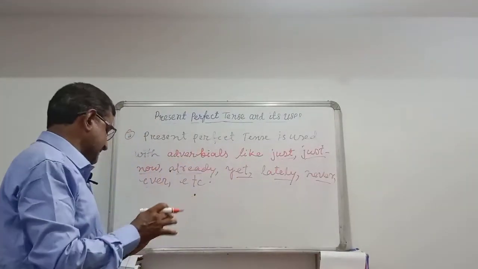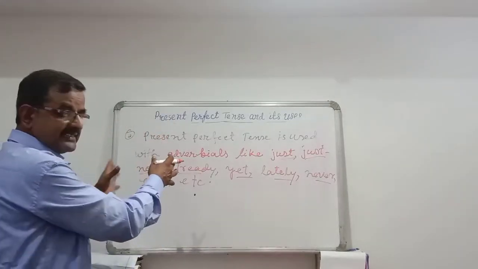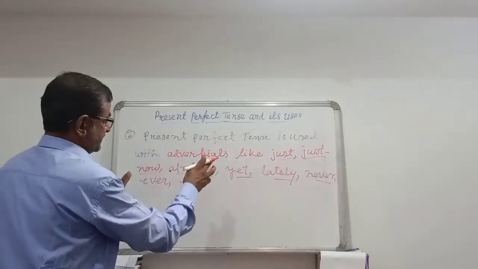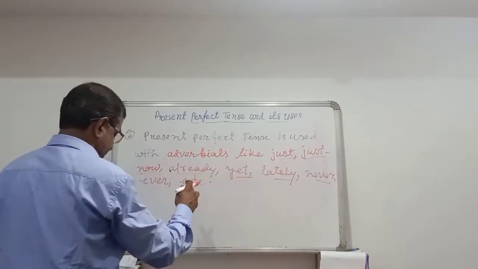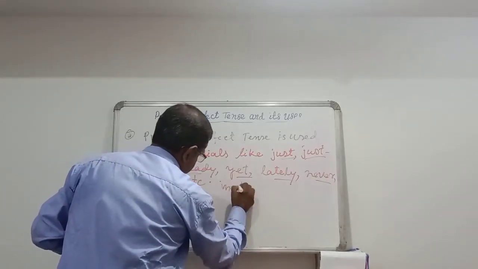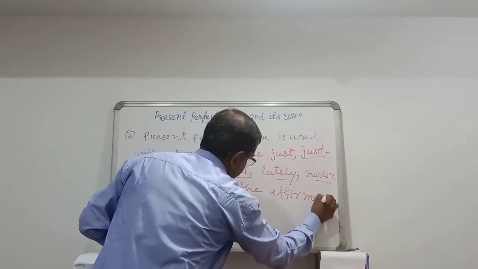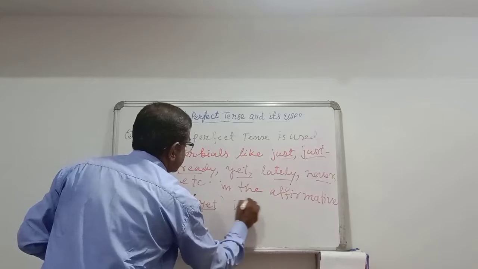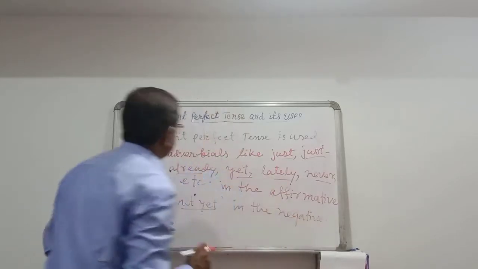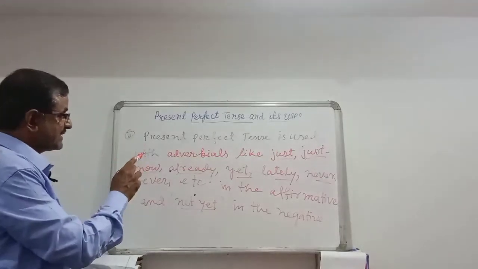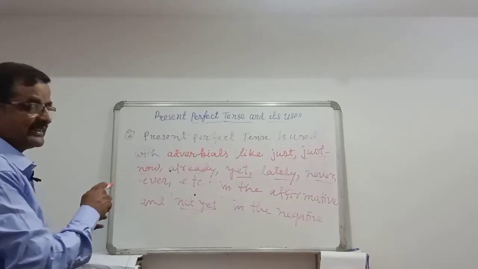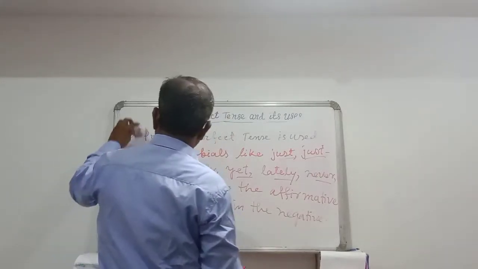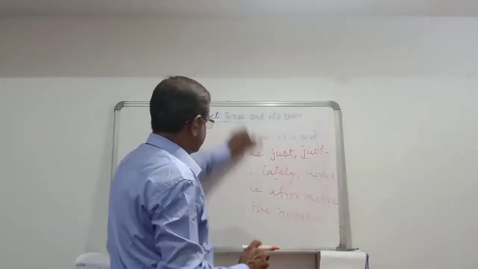And as for example, you see, in the affirmative sentence these adverbials are used, and not yet in the negative sentence. Just now, already, yet, lately, never, ever, etc. in the affirmative, and not yet in the negative. So we have found that present perfect tense is used with adverbials like just now, already, yet, lately, never, ever, etc. in the affirmative, and not yet in the negative sentence. And you see some examples in this regard.